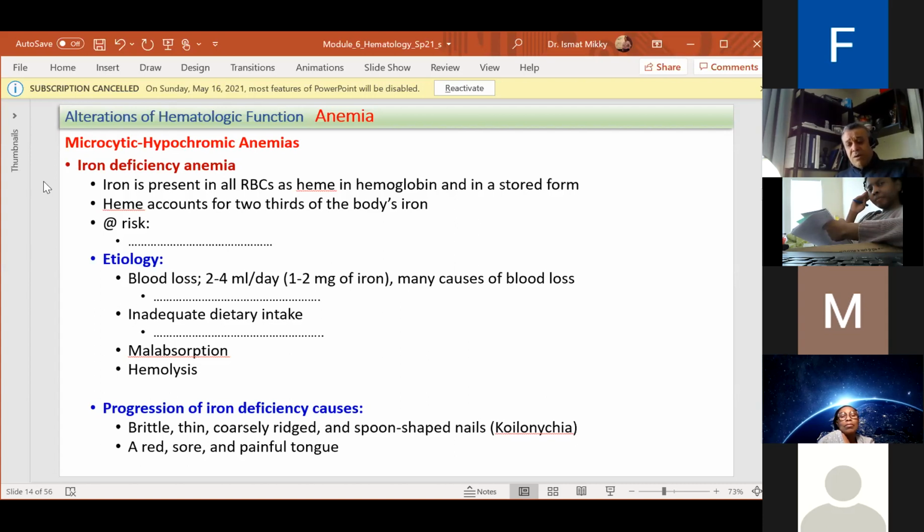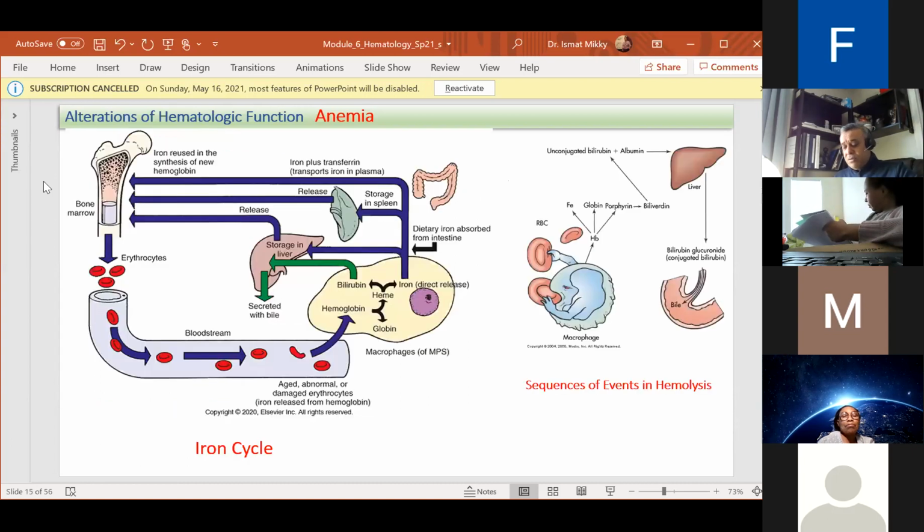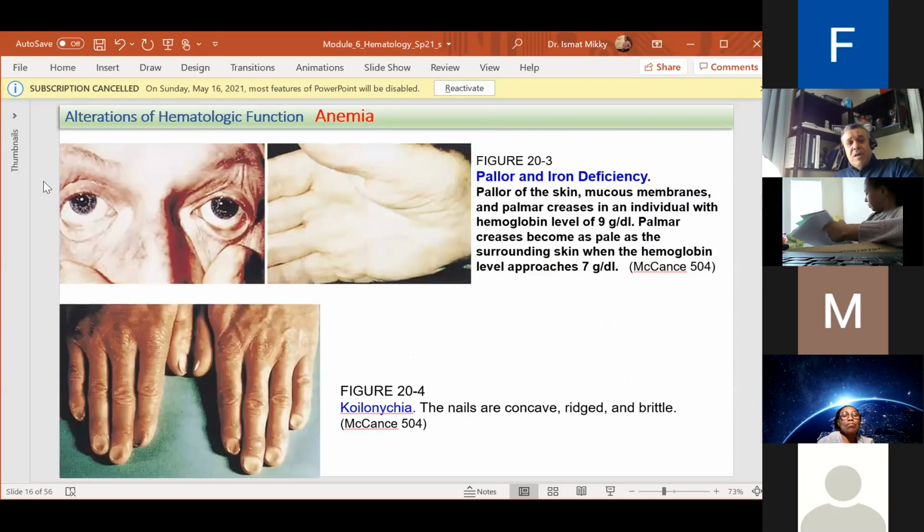Koilonychia, which is brittle, thin, spoon-shaped nails, could be another manifestation of iron deficiency anemia. Pallor, paleness of the skin, is due to decreased perfusion, decreased iron, and decreased hemoglobin too, because we have a problem with both. It's microcytic hypochromic anemia.